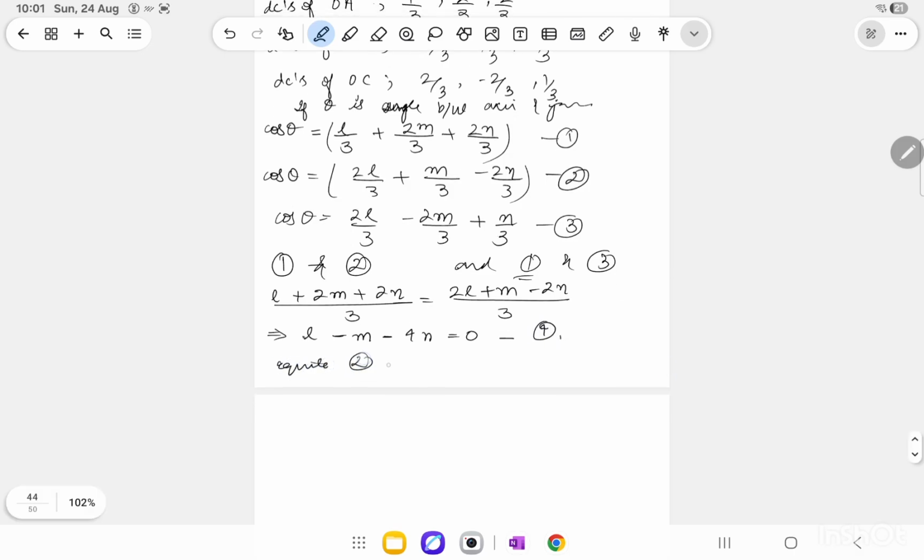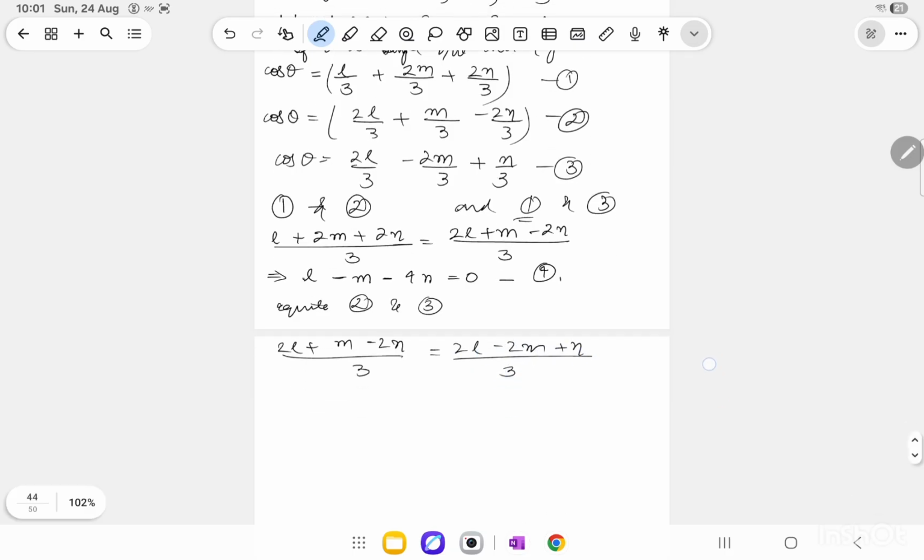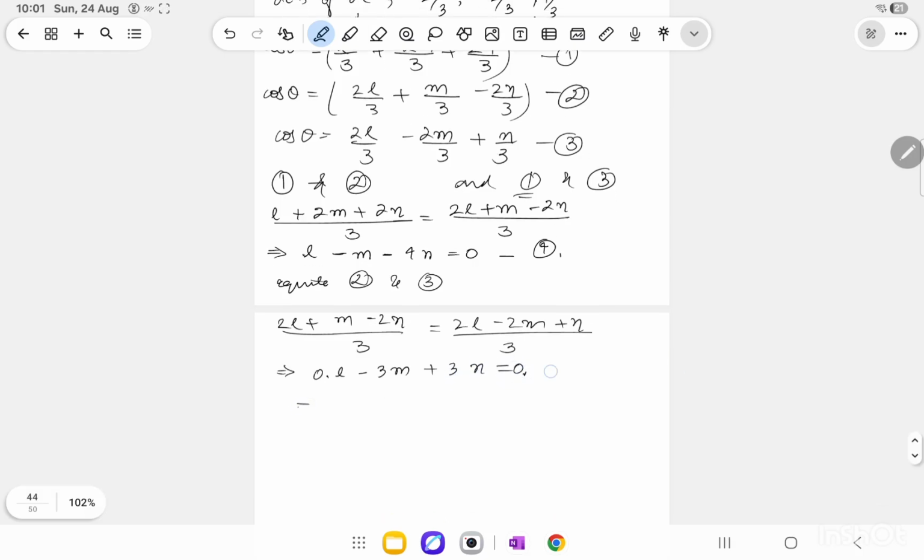Likewise, I can equate 2 and 3. Equating 2 and 3, I'll get (2l + m - 2n)/3 equals (2l - 2m + n)/3. If we solve that, I'll get 0 into l - 3m + 3n = 0. So this is my fifth equation.